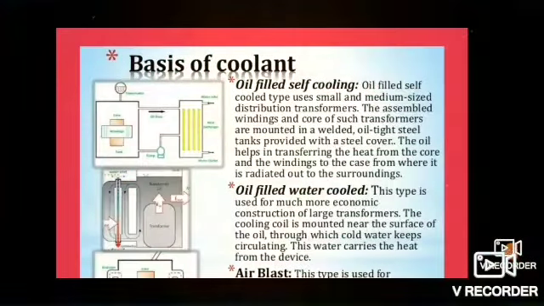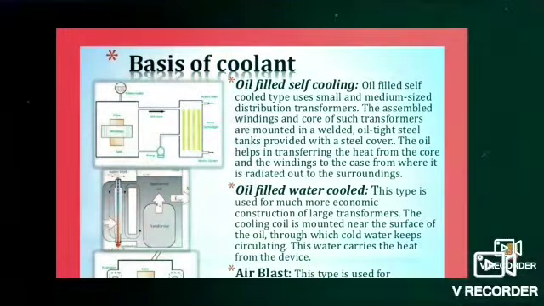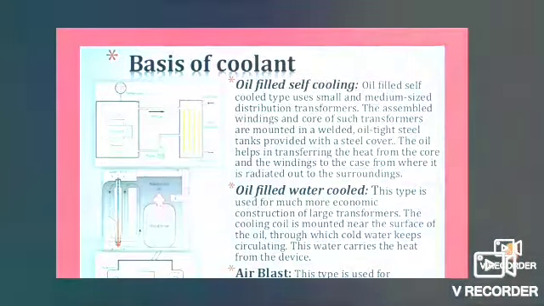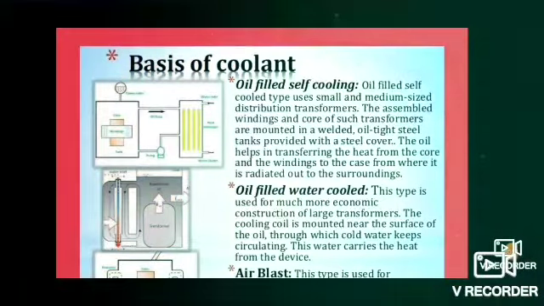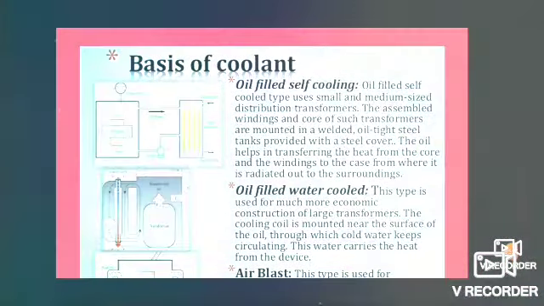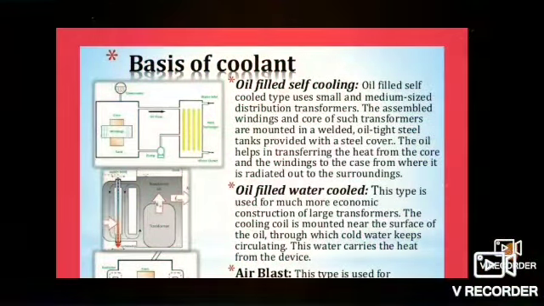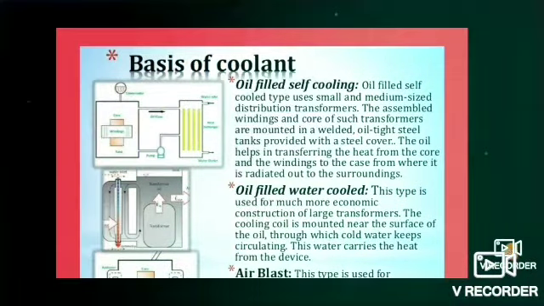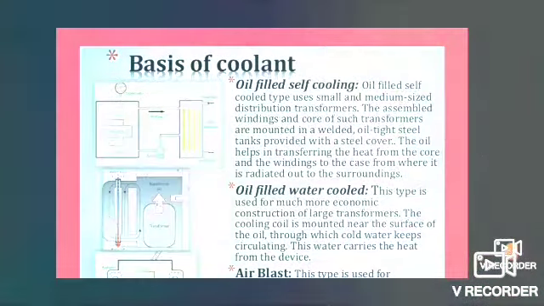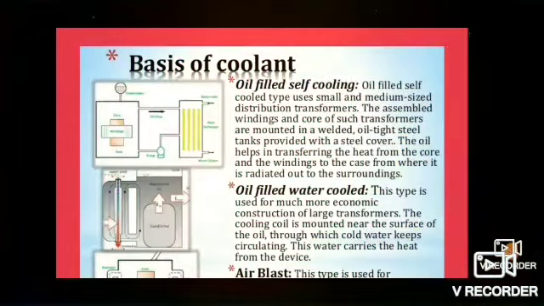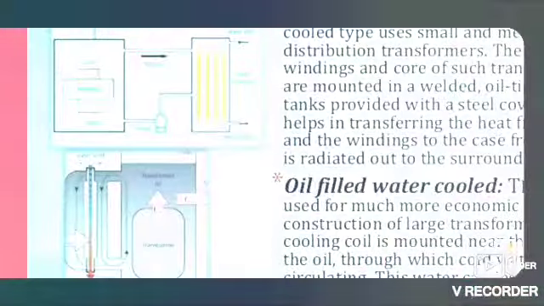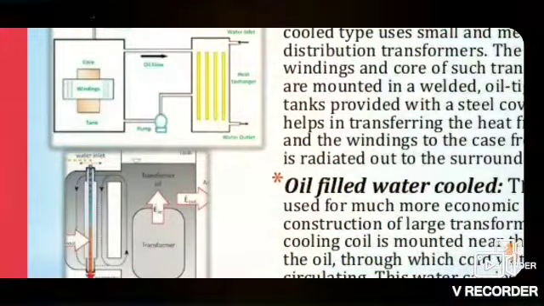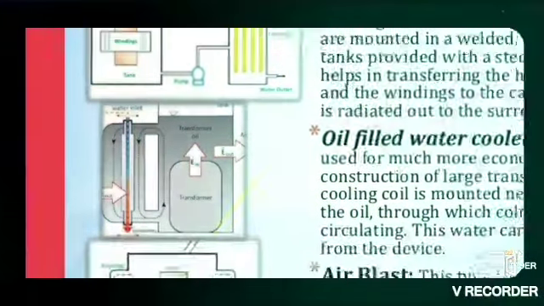This type is used for much more economic construction, since the oil has a higher cost but water has no cost. This type is used for much more economic construction of large transformers. The cooling coil is mounted near the surface of the oil, through which cold water keeps circulating. This water carries the heat from the device. See the second diagram. It is the oil filled water cooled transformer.